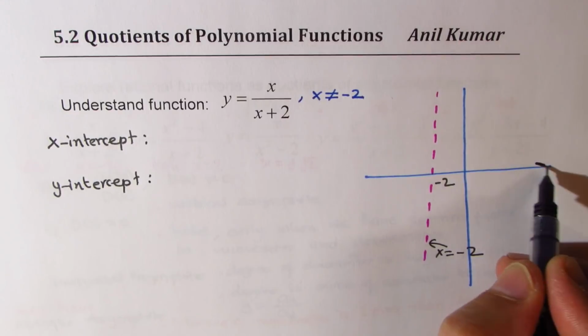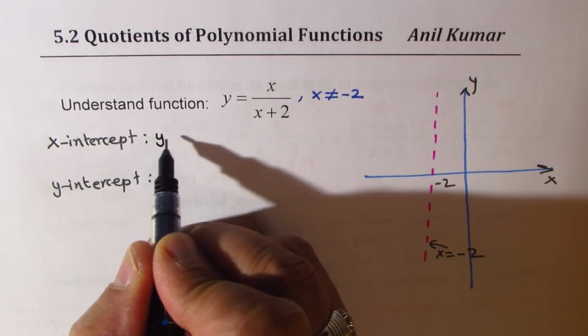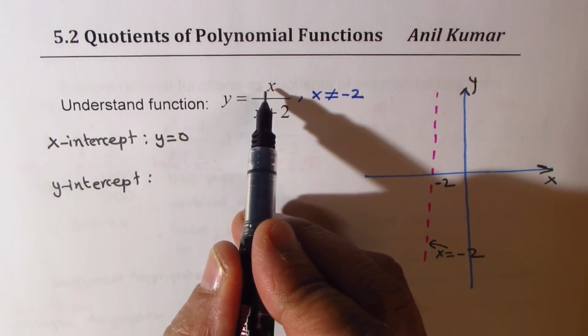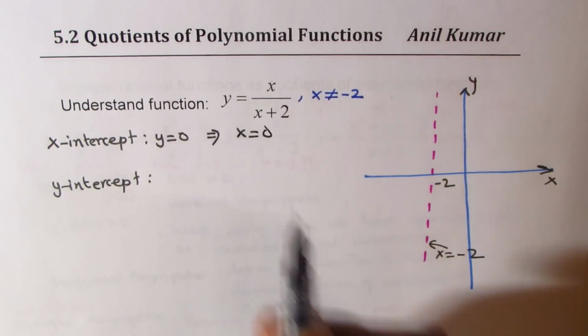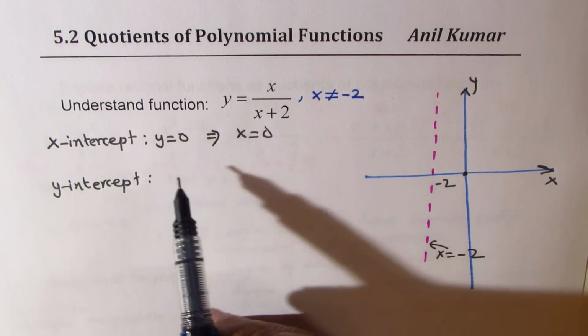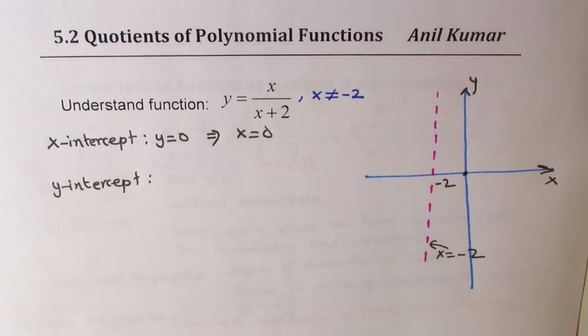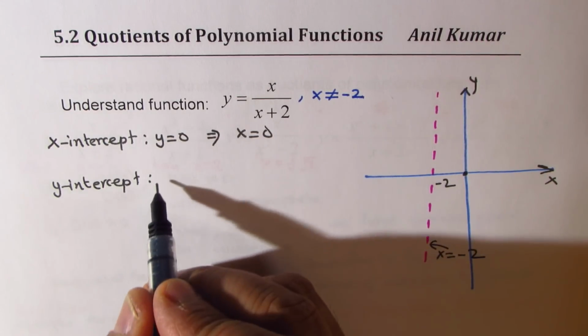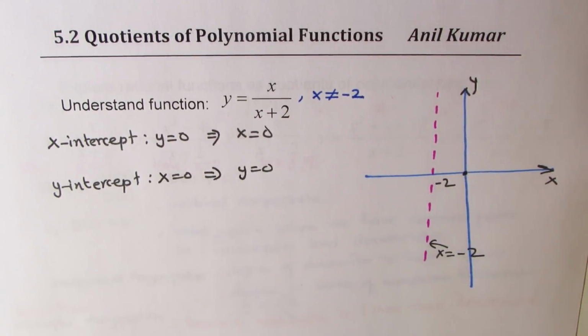X-intercept means somewhere on the x-axis, correct? So that is to say that y is equal to 0. Y will be 0 when the numerator is 0, which means x is equal to 0, correct? So we have the x-intercept at the origin itself. Now to get the y-intercept, we have to write x equals 0, and in this case y equals 0. So that is the common point.